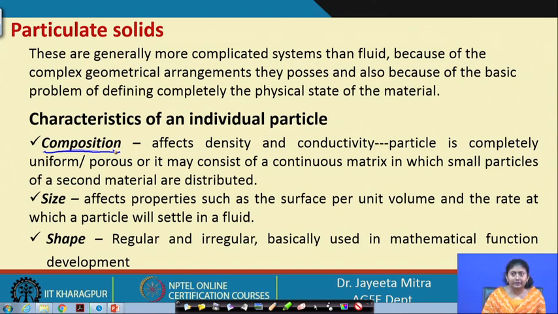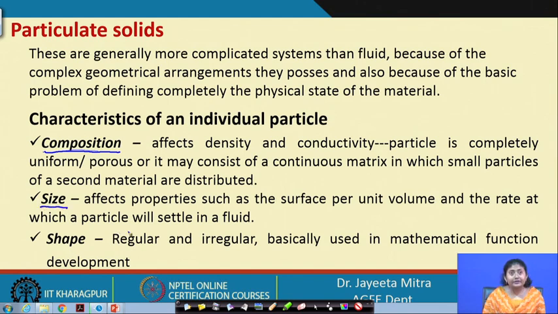If you have a mixture with fat, protein, carbohydrate and different kinds of material, then for each kind of material the properties will be different, right. So, first this is important. The particle may be completely uniform or porous, or it may consist of a continuous matrix in which small particles of a second material are distributed. So, what characteristics do we need to know first? Second is the size.